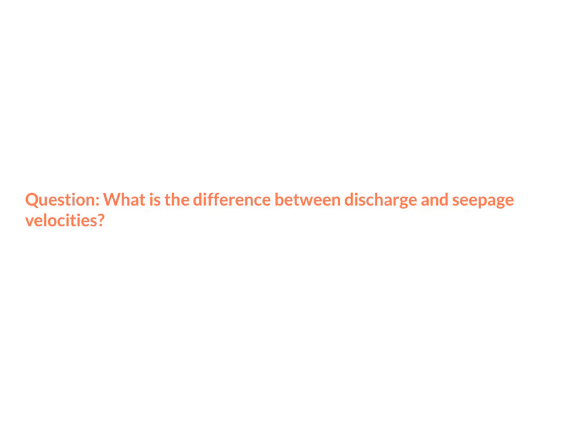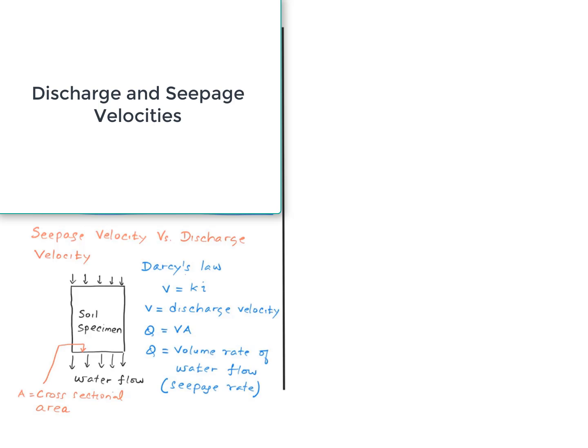The question here is, what is the difference between discharge and seepage velocities? The velocity that we have been talking about so far, the one that appears in Darcy's law, is what is called the discharge velocity. Let's say we have a steady one-dimensional water flow taking place through this soil specimen, and I can calculate the volume rate of water flow by this equation.